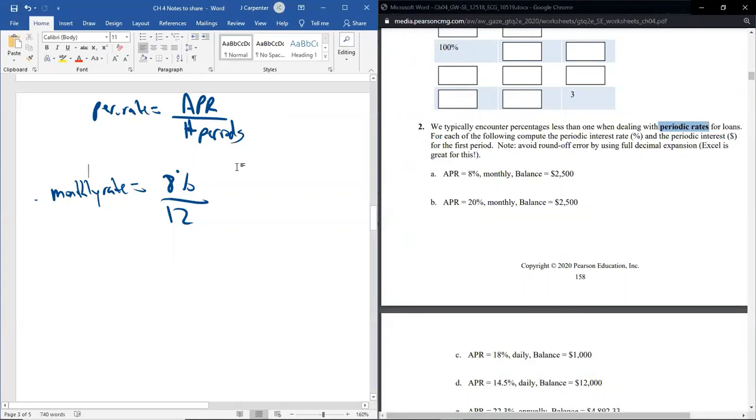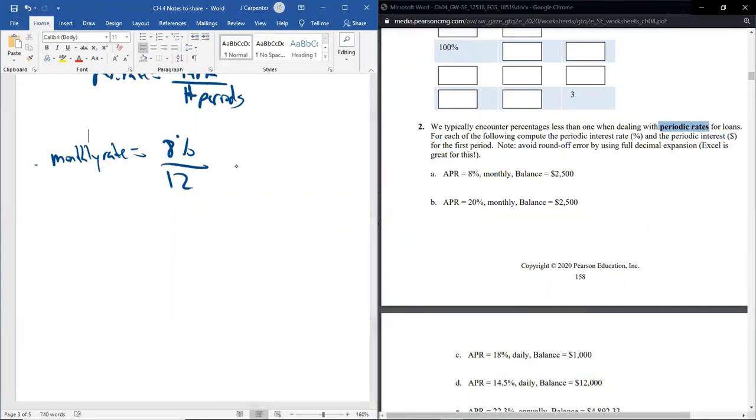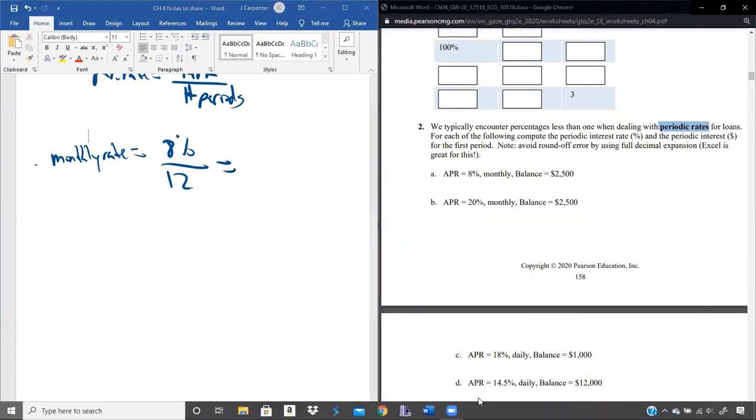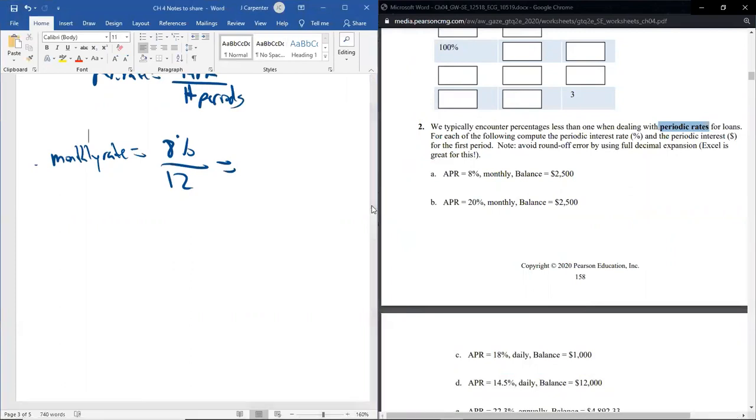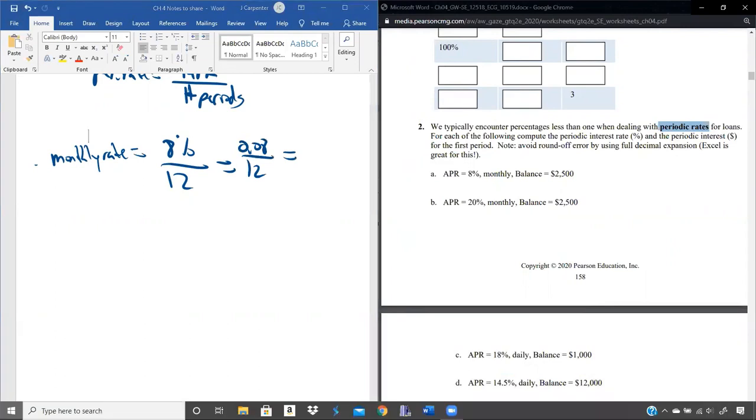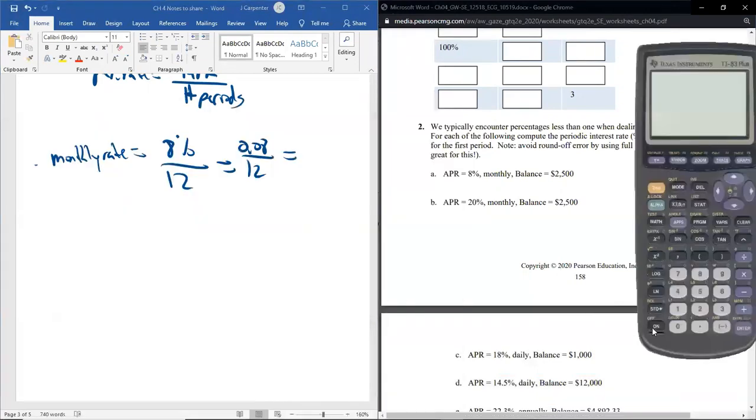And you can even get weirder than that, but those are the typical ones. So 8% divided by 12, which is really 0.08 divided by 12. We're not Excel, so we do 0.08 divided by 12. And we get 0.006666666666. So when I write my answer here, I'm going to round it to 0.067.